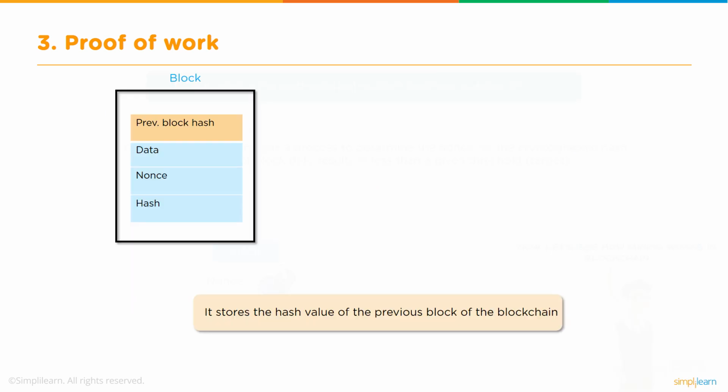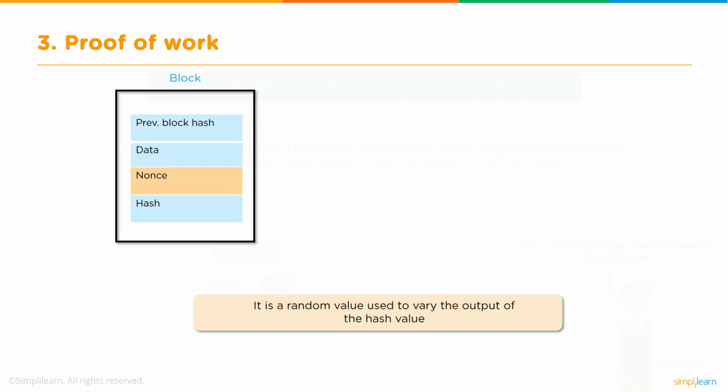So let's take a look at the block and its components. The previous block hash stores the hash value of the previous block of the blockchain. Data contains the list of all the transactions which have been aggregated in the block. Nonce is the random value which is used to generate a hash value less than the target, and hash is the digital signature of the block itself.